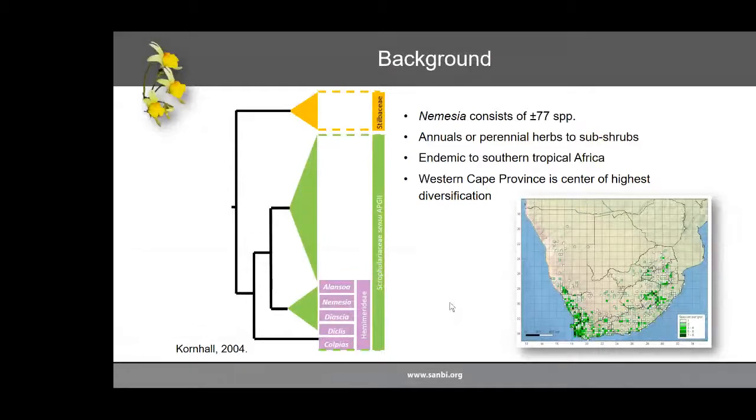Recent studies on the Scrophulariaceae show that the tribe Hemimerideae is the earliest branching phylogenetic lineage. This tribe consists of at least six genera, of which Diascia and Nemesia are globally probably the best known.